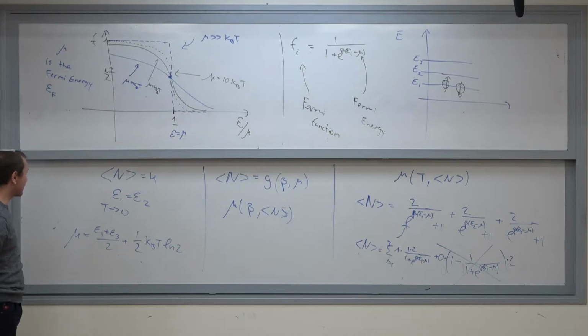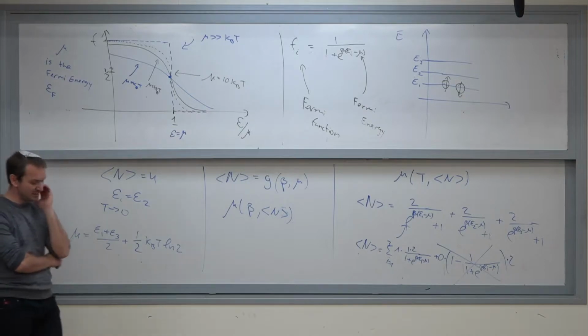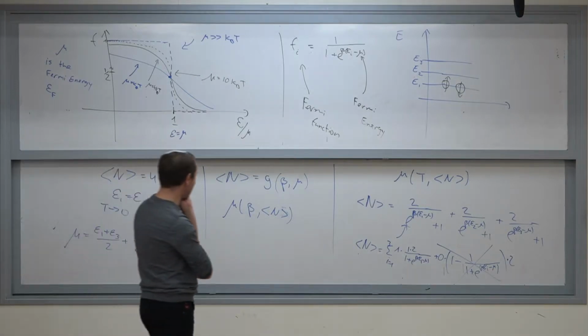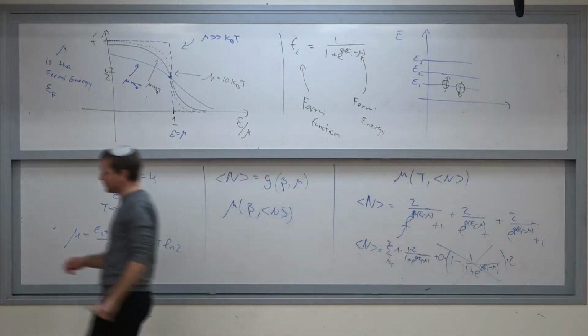So for the system at the lowest temperature and the specific degeneracy, I would plot it over here.